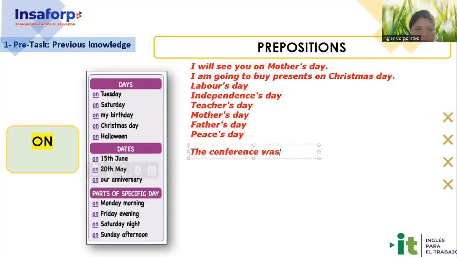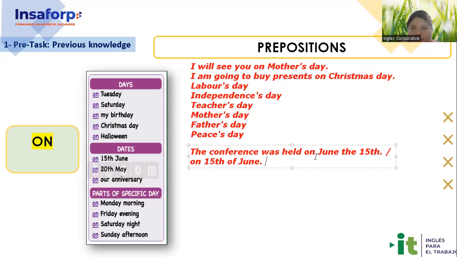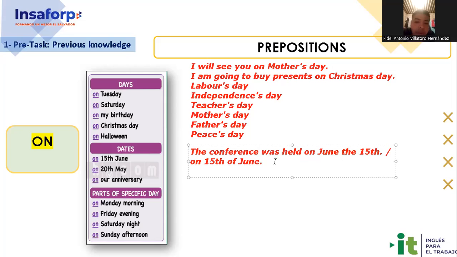For example, the conference was held on June the 15th, for example. Or you can also use that one, on the 15th of June. Entonces, con las fechas, pues se puede escribir de dos maneras. O sea, the conference was held on June the 15th or on the 15th of June. Entonces, cualquiera de las dos. No habría problema usar cualquiera. La que se parece al español es la británica.